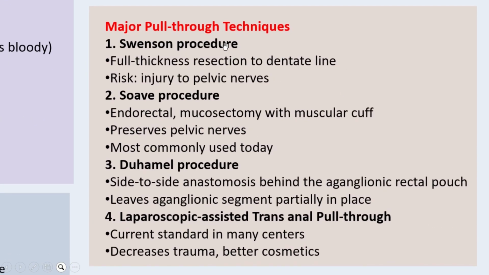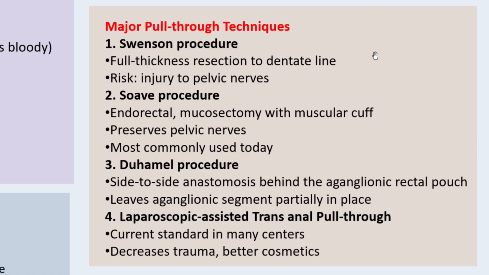And then after the stoma and stabilization of the child, we can do the pull-through and then the closure. So the major techniques used, we have a Swenson procedure where we have full thickness resection to the dentate line. And the problem with this is that you have an increased risk to pelvic nerves because you are resecting the whole thing. It's a full thickness resection.